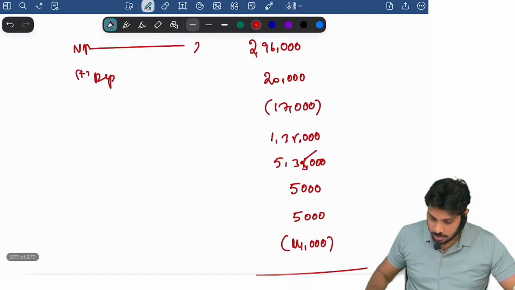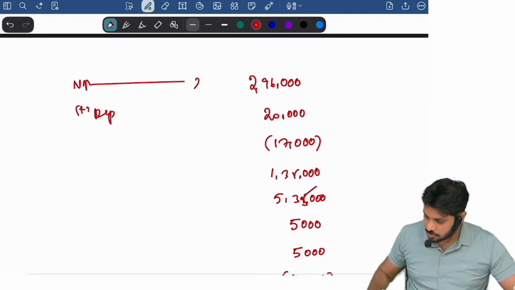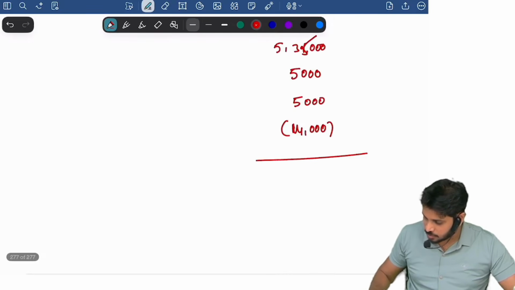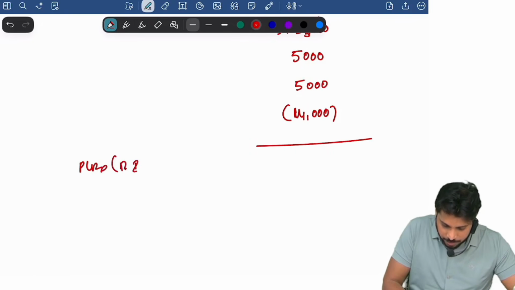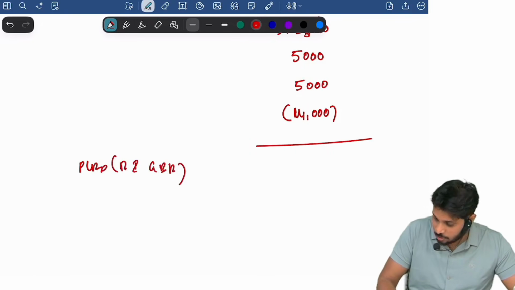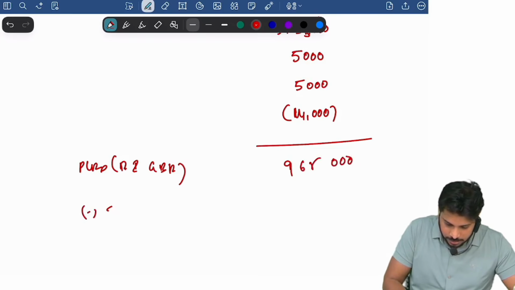Now look at it. So 2,96,000 plus 20,000 minus 17,000 plus 1,35,000 plus 5,35,000 plus 5,000 plus 5,000 minus 14,000. This is the PGBP income of the firm before interest, before remuneration. How much? 9,65,000, minus interest on capital.